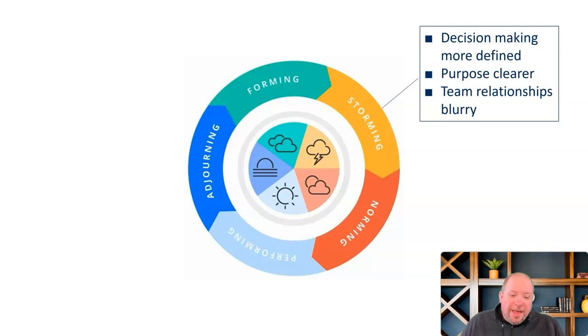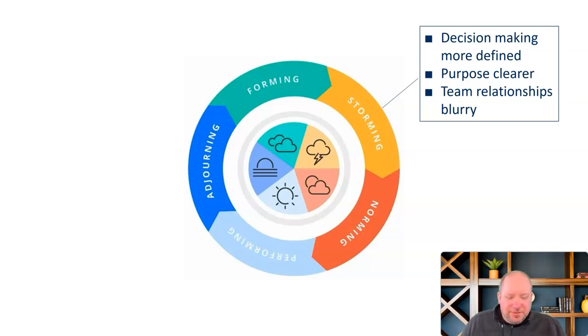You move into storming. And in the storming area, you see more individualization. You see people start to become a little more argumentative and a little less willing to just go along to get along, and they're starting to try and make their presence clear and stake their claim to different things. So decision making is more defined. You've probably come to some idea of how you're going to make decisions and made a couple of decisions already. Your purpose is clear. You've identified what it is you're there to do, and your individual purposes may be a little bit more clear as well.